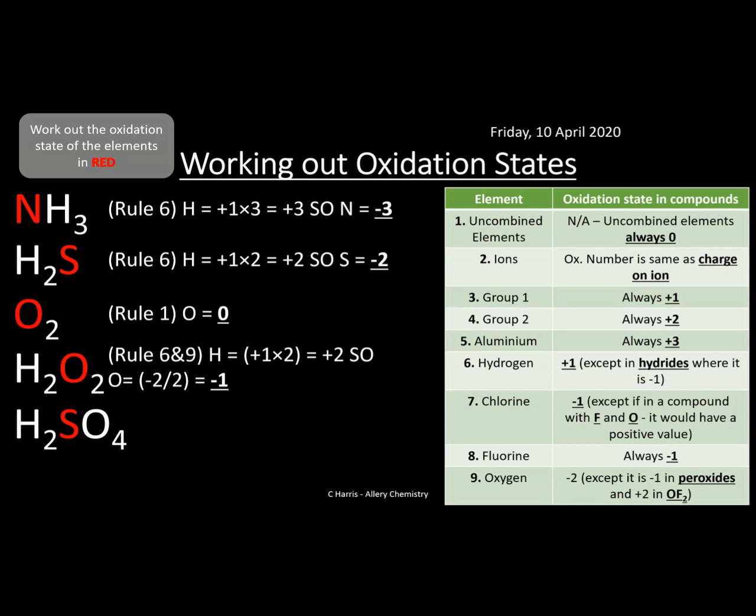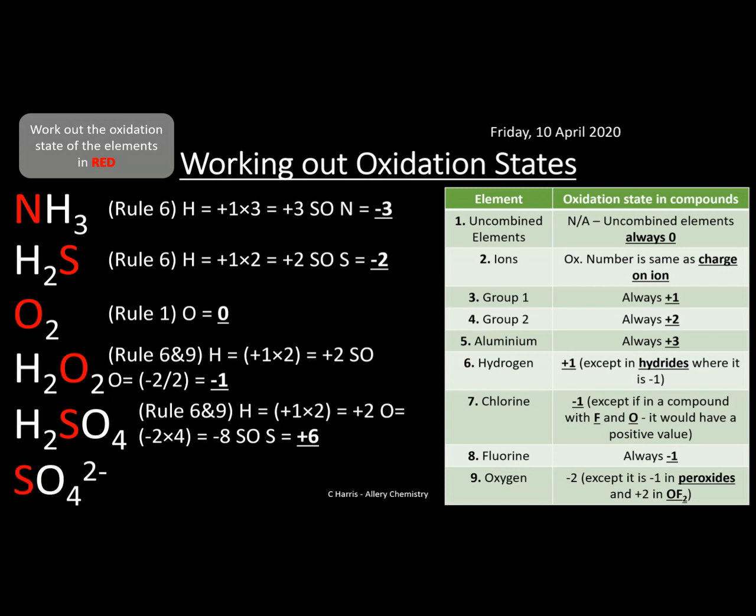So sulfur in this case we're looking for. So there's a few things we need to look at here. So rule 6 and 9 is that hydrogen we've got +1 for hydrogen. We've got 2 hydrogens there, as you can see. So we've got 2. So that means it's +2. The oxygen here, we've got 4 for the oxygen, which is here. This is rule 9. 4 lots of -2, so that's -8. So we have a +2, a -8, and the whole thing must add up to 0 because it's neutral, so therefore sulfur must be +6.